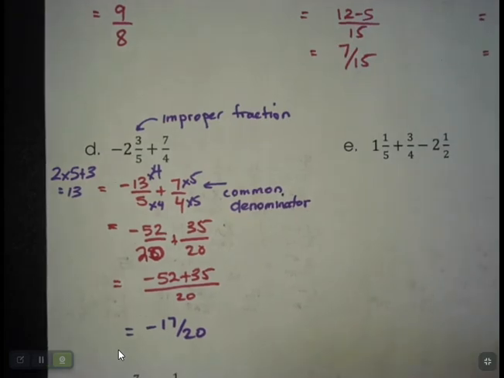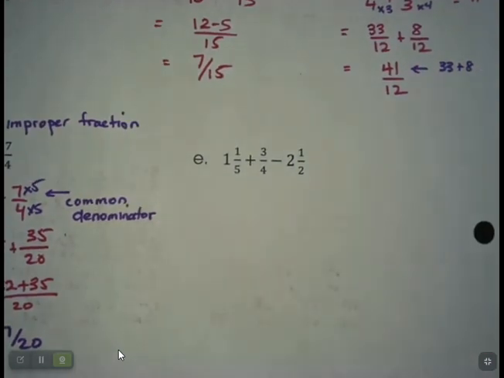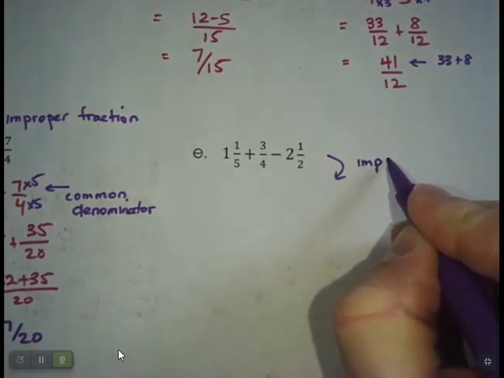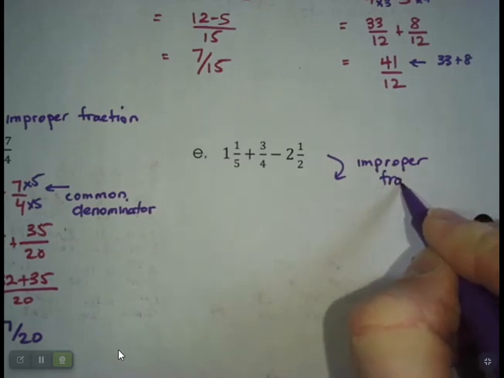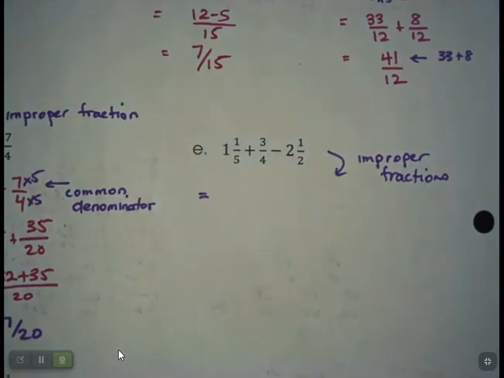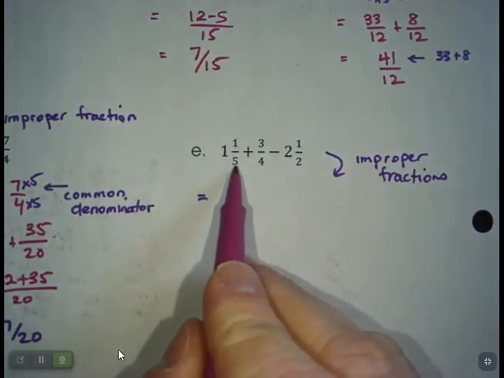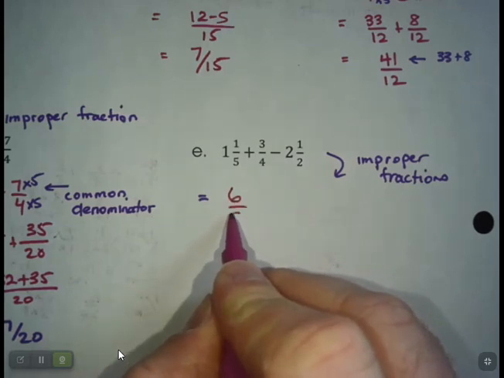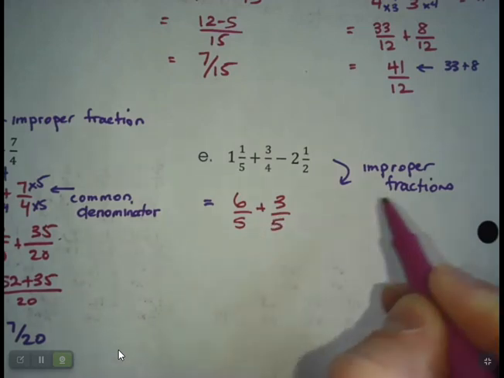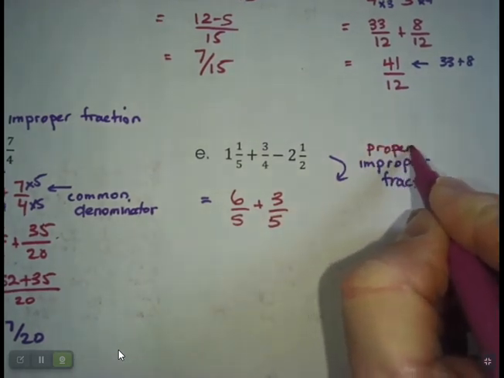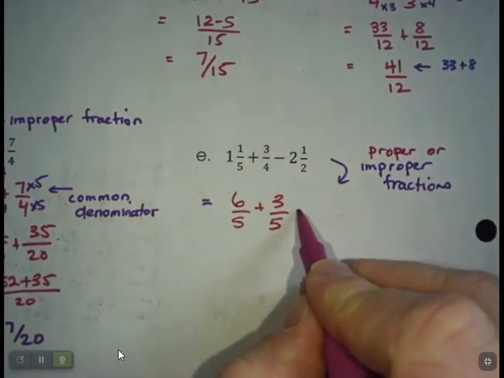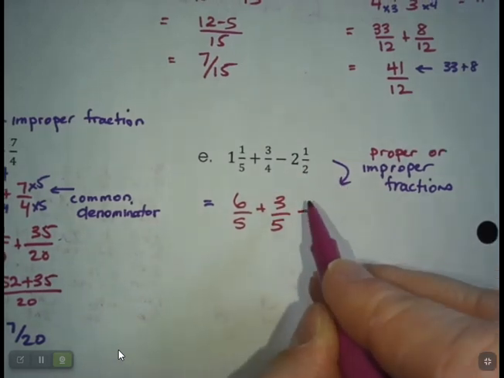So you want to think about these as either proper or improper fractions. So if I rewrite that, one group of 5 is 5, plus 1 is 6. 3/4, that's a proper fraction, so we either want that as proper or improper, right? Two groups of 2 is 4, plus 1 is 5.